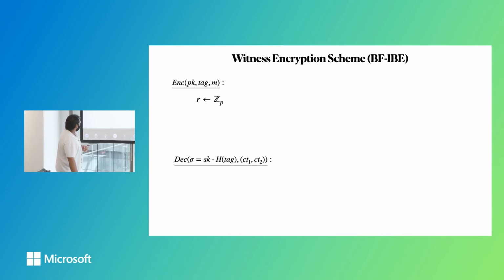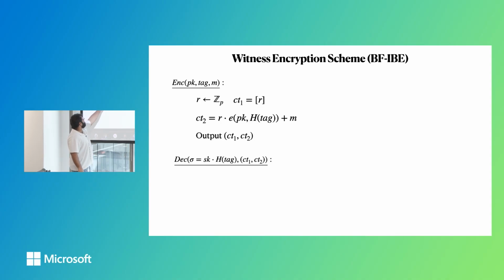Okay, so how does this encryption scheme really work? To encrypt a message M with respect to some tag and public key, this is also a little reminiscent of El Gamal. You have two ciphertexts. One is like g to the r, where r is the mask, and M is the message over here. And in the Boneh-Franklin IBE, this tag is actually the ID of the party itself.